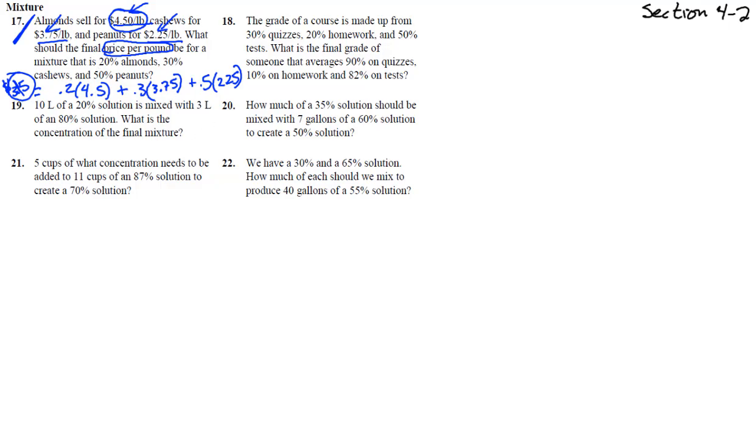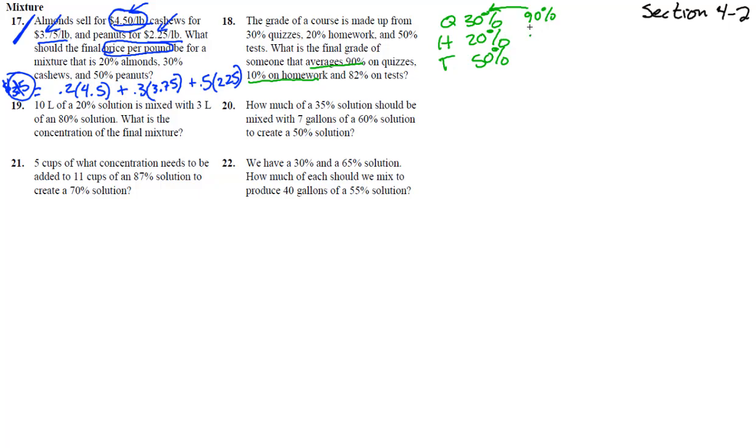Okay, so let's do number 18. Very similar. The grade of a course is made up of quizzes are 30%, homework is 20%, and tests are 50%. Now this is important when you're looking at a syllabus in a class and you see 30%, 20%, 50%. Tests are weighted heavier. They make up more of the grade. So we note that it says, what is the final grade of someone who averages 90% on quizzes? So up here, he got 90% of that 30%. And on homework, he got 10%. Horrible, that's terrible. But homework's only 20% of the grade.